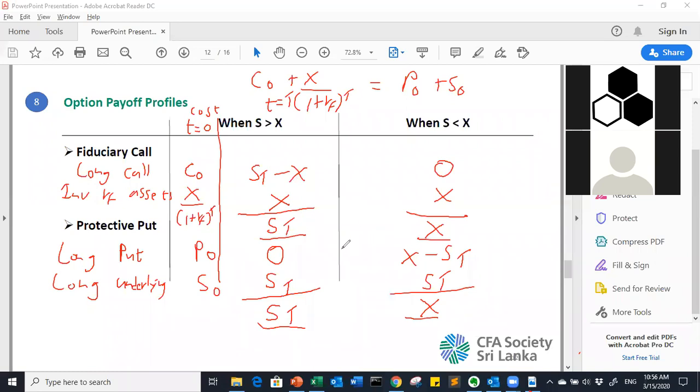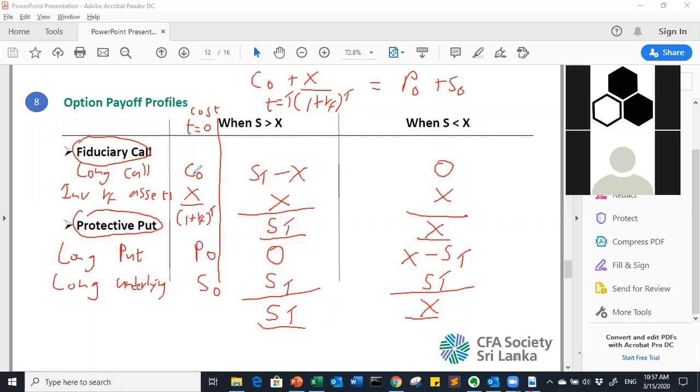So what they would now argue is that since the payoffs are the same, to prevent arbitrage, the cost of creating this fiduciary call has to be the same as the cost of creating this protective put. So in other words, the costs have to be equalized.